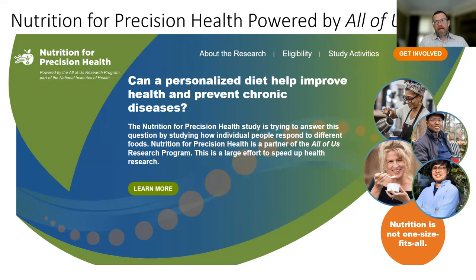And the goal is to gather exquisite detail regarding the volunteer's diet, their environment, their microbiome, and metabolomic signatures, and integrate all of that data to advance our scientific understanding of how each of our bodies responds uniquely to food.